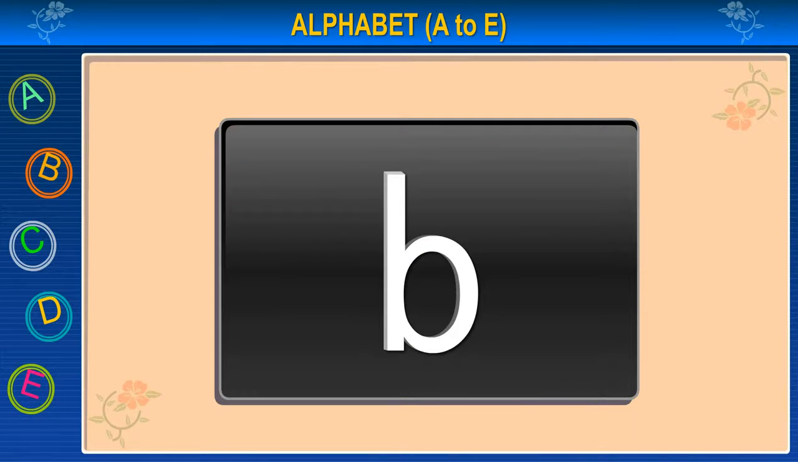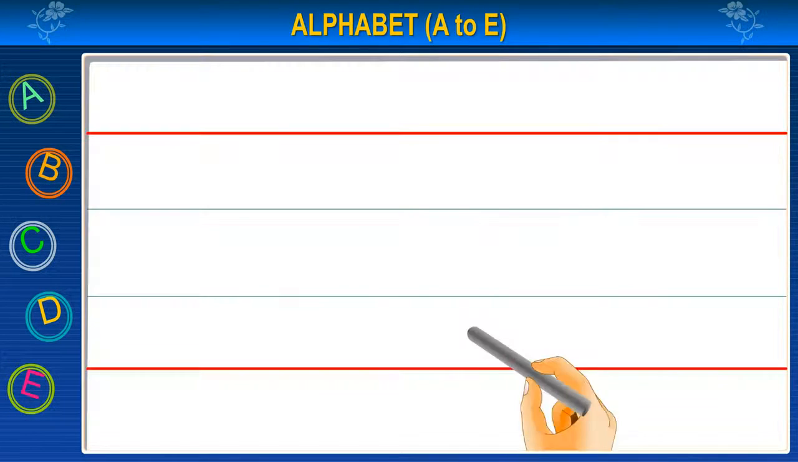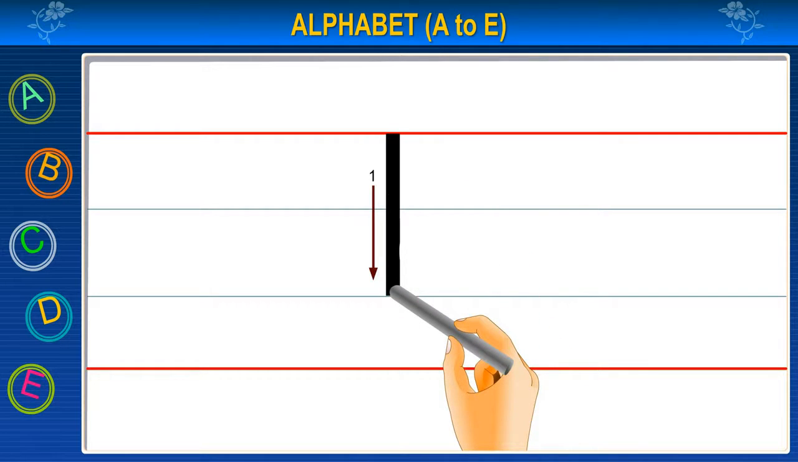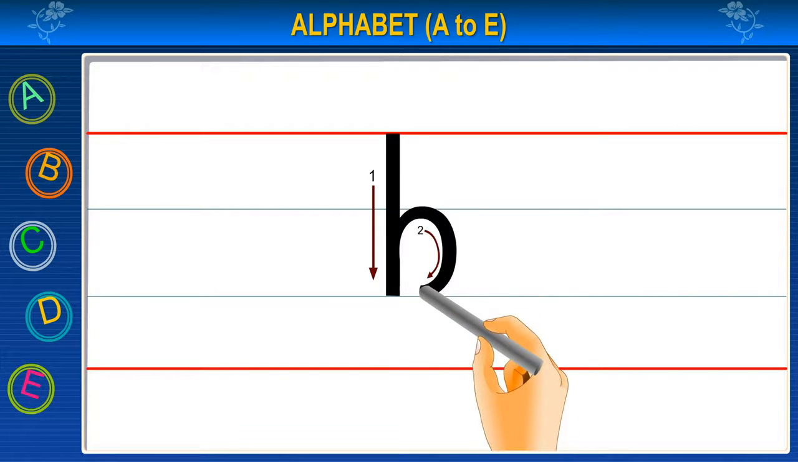Small b. Draw a standing line between first red line and second blue line. Draw a left curve from middle of the standing line to the end of the standing line. This is small b.